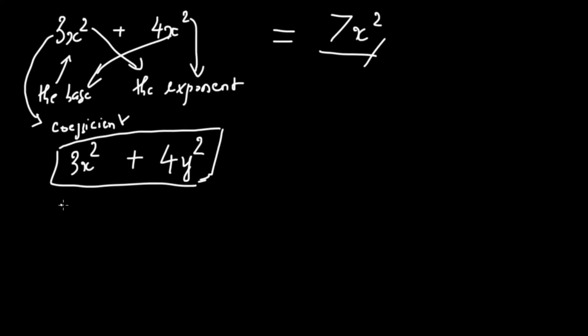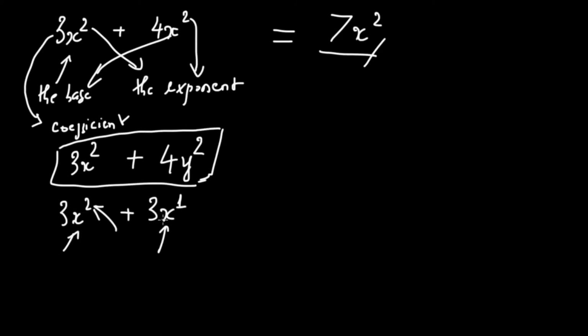What about 3x squared plus 3x? You can see they have the same base right here. X is the base, and 2 is the exponent of the first term. And then x here is the base, too. So basically, we have the same base, but the exponent is different. This is x raised to the 1. So basically, you cannot combine them together because they are not like terms.